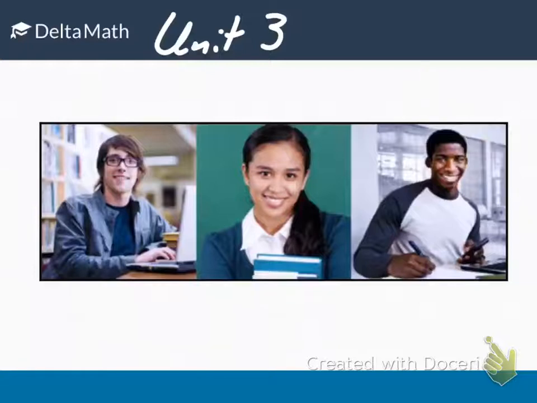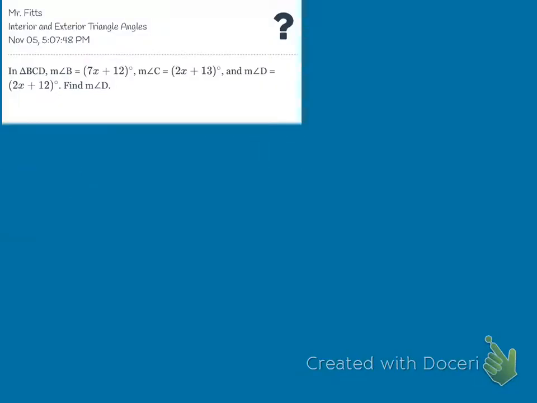All right, students, so some of you wanted me to make a video on some of the Deltamath problems from Unit 3, specifically the angle sum problems, the triangle angle sum problems, and the exterior angle problems. So here we go. This is the first one that popped up, and it's just a triangle problem. Let's read it together. What's it say?